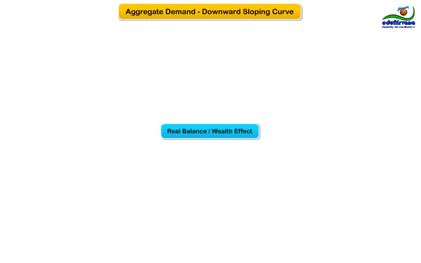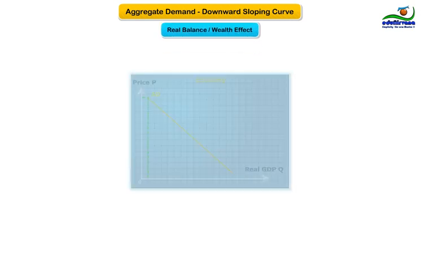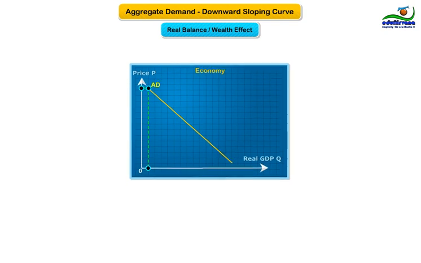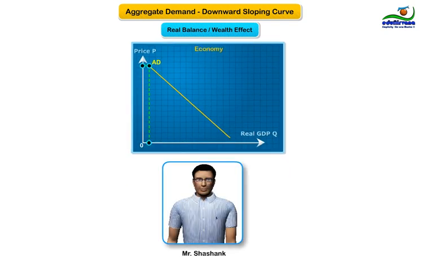The real balance effect states that the inverse relationship between the price level and the quantity demanded of real GDP is established through changes in the value of monetary wealth or money holdings. To illustrate, let's meet Mr. Shashank, our consumer, who has $20,000 in cash.